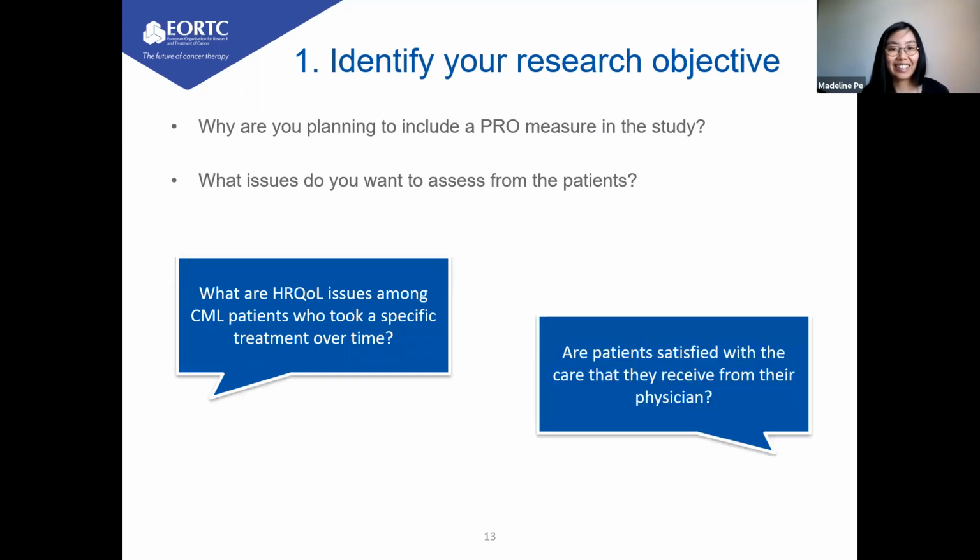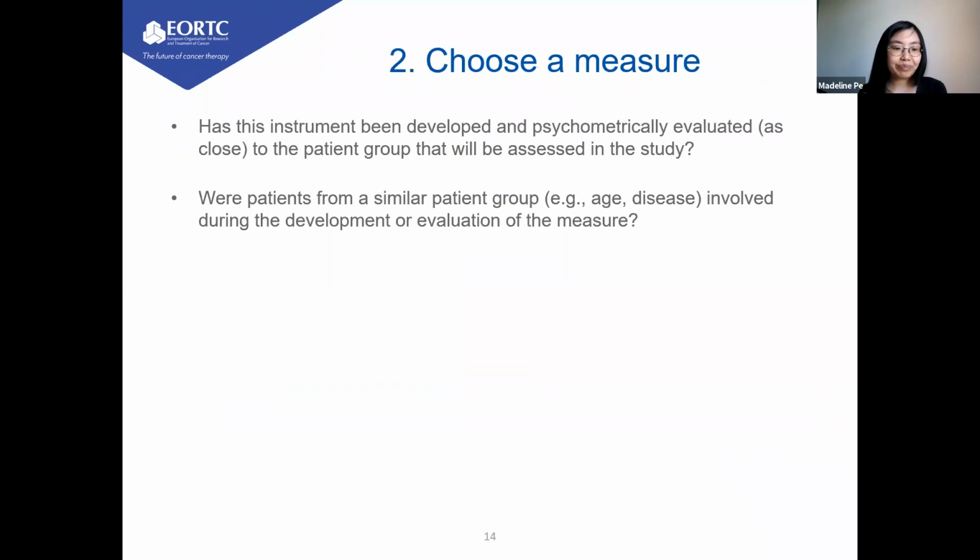A research looking at quality of life issues among, for example, CML patients for a specific treatment versus whether patients are satisfied with the care they receive from their physician would actually require 2 different PRO measures. So there's no one size fits all kind of questionnaire. That's what we're trying to say. So you have to know what you want. Then you have to choose a measure that measures the issues you are interested in.